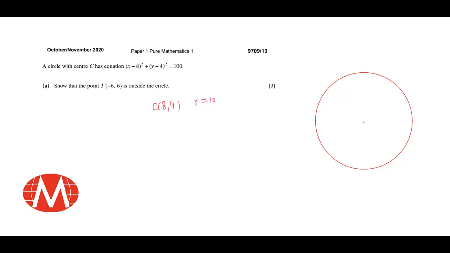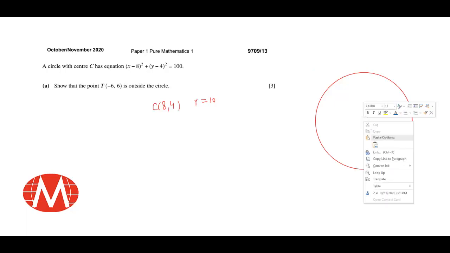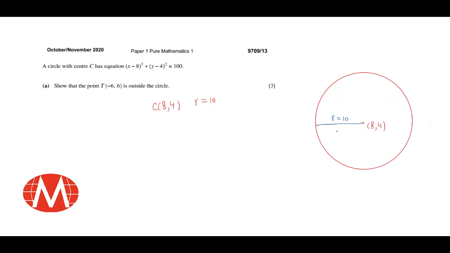So this is the center. Let me write center here. Here the radius is 10, and show that this point, the T, is outside the circle. If this point T is outside the circle, suppose it is over here, therefore the distance CT will be greater than radius.